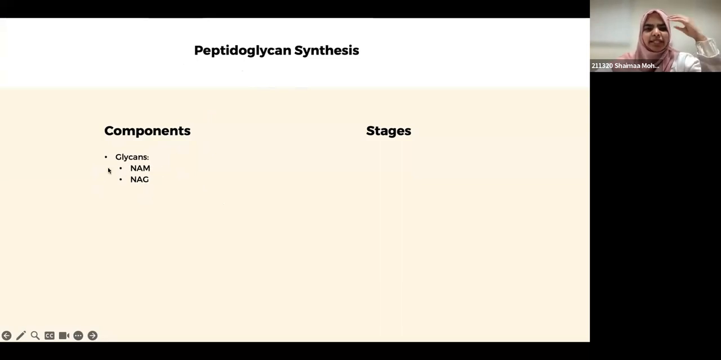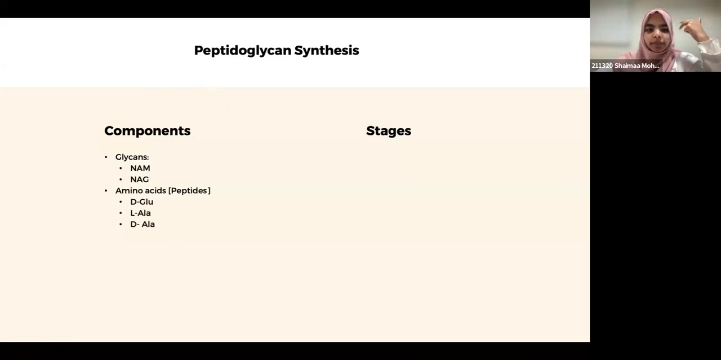NAM is something acid, muramic acid, I don't really remember, but NAG is N-acetyl glucosamine. So it's a glucose molecule that has an acetyl attached to it and an amine attached to it. But you don't really have to remember that, you just remember the abbreviations, NAM and NAG. Then we have our peptides or amino acids, which are D-glutamine, L-alanine, D-alanine, and L-lysine or DAP. L-lysine usually is in gram-positive and DAP is usually in gram-negative. So D-glutamine, L-alanine, D-alanine, and L-lysine or DAP.